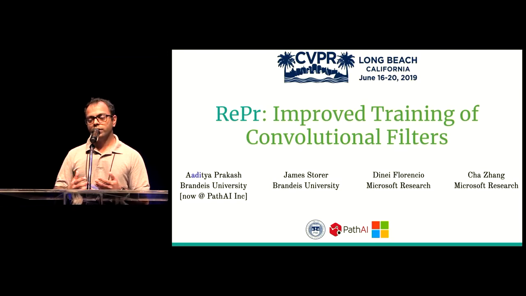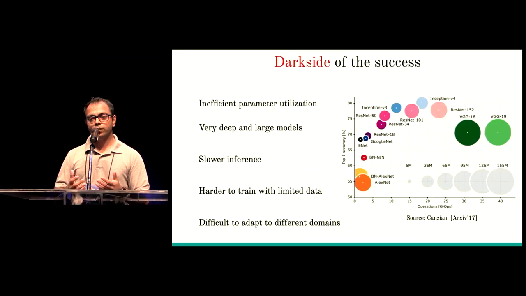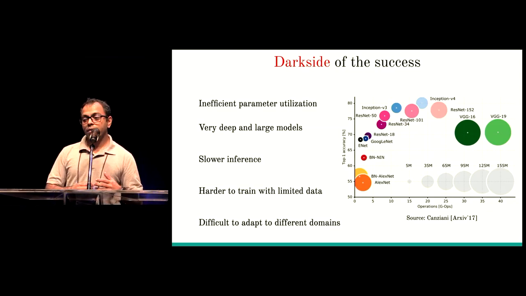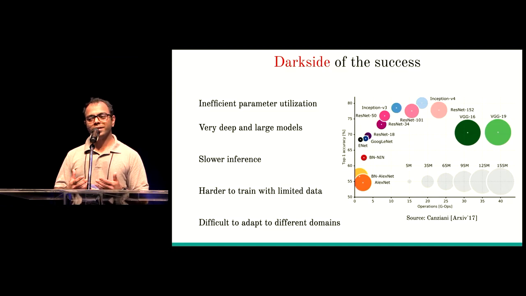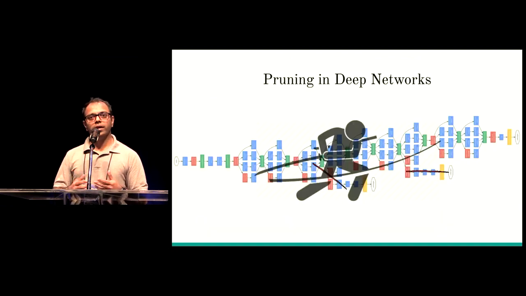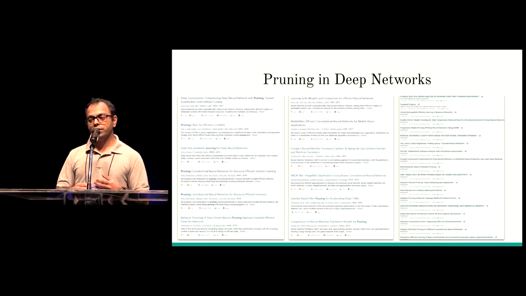We are all aware that CNNs have been widely successful, but this success has come at a cost of overparameterization and added complexity, which means slower inference, and it needs a lot of data to train. And because of this, there has been a lot of surgence in network pruning and model compression-related works.